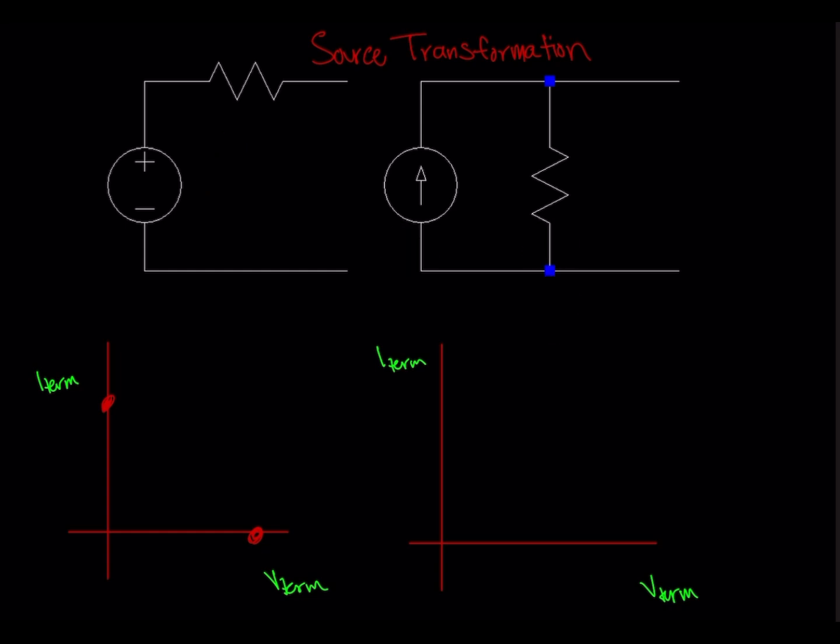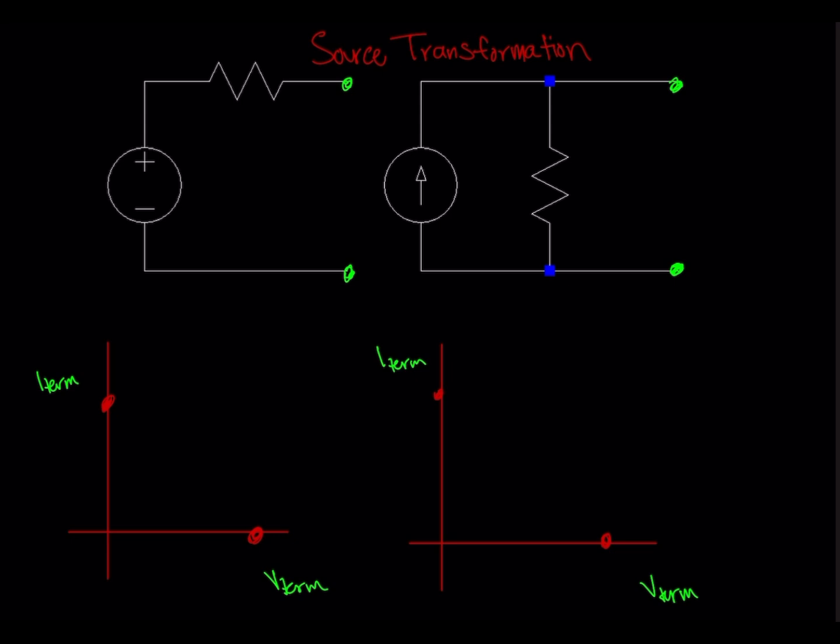So to show this equivalency, we're going to analyze the terminal behavior of these two circuits. And I've created a graph here with I terminal, the current, and then V terminal, the voltage. And created axes here so we can get a behavior curve. So we're going to find some quantities here.